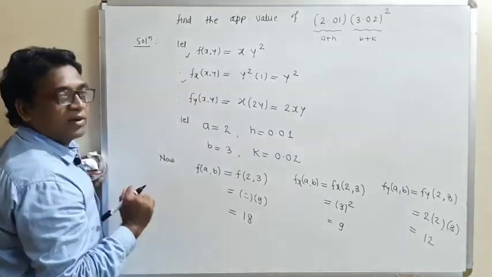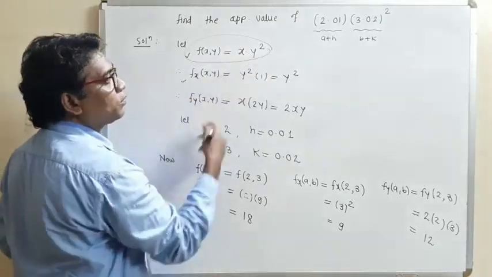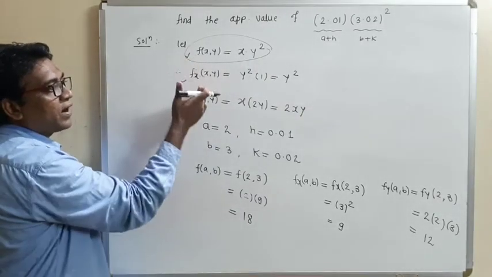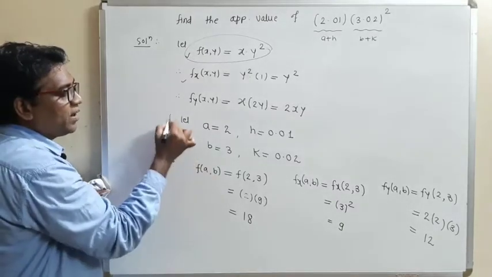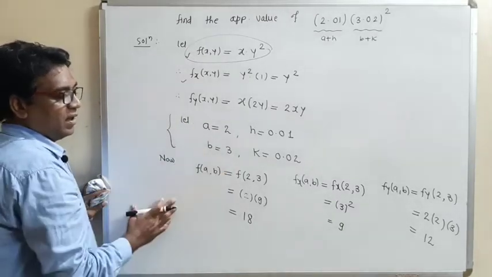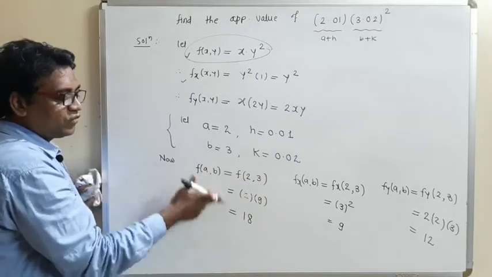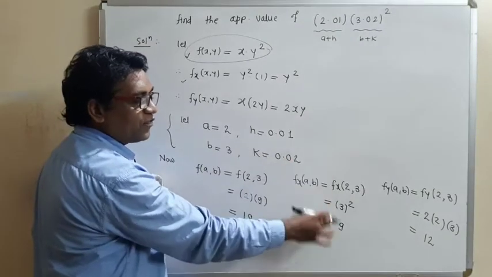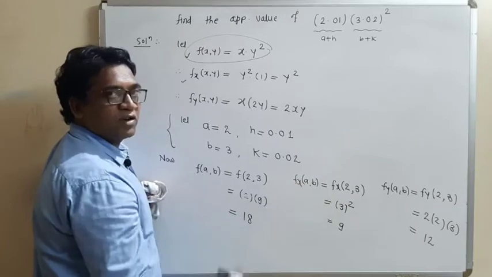So see what we have done. First of all, identify the given function from that particular value. From the given function, find the partial derivatives fx and fy. Just take the numerical values a, h and b, k and find these three functional values. f at ab is the first functional value, fx at ab is the second functional value, and fy at ab is the third functional value.